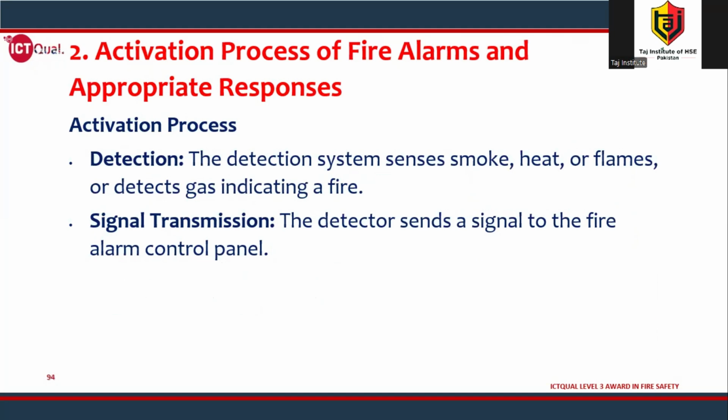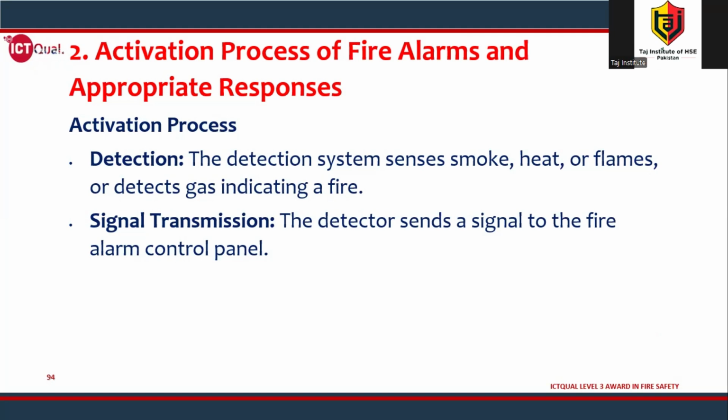Activation process. Detection: the detection system senses smoke, heat or flames, or detects gas indicating a fire. Signal transmission: the detector sends a signal to the fire alarm control panel. I have already told you that all these devices are controlled from the control system.